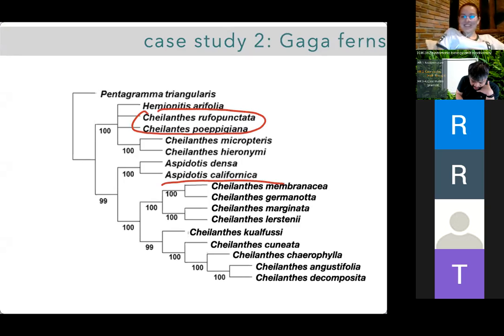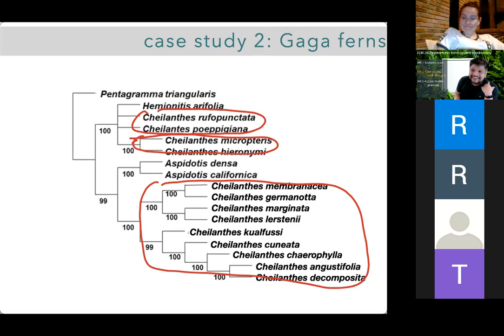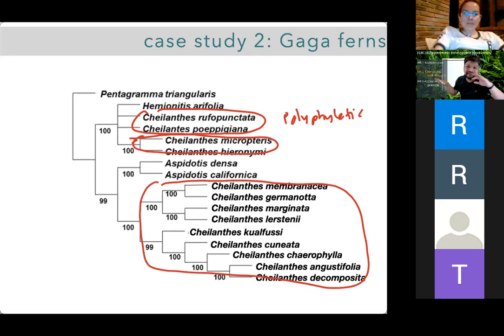And he's like, Cheilanthes, that's not cool. That's a really messed up genus. It's not just paraphyletic, it's polyphyletic. It's all over the place. What you guys call Cheilanthes is so broad, and it's interspersed into many groups.